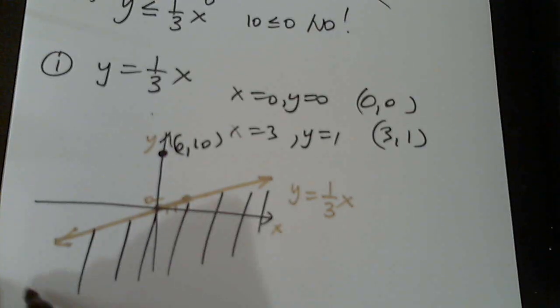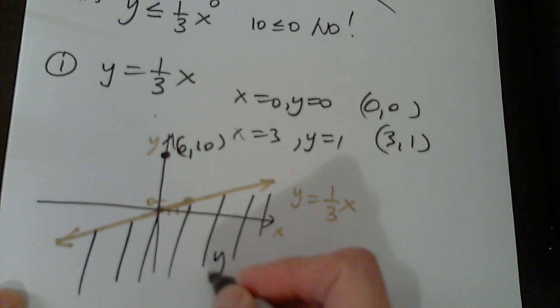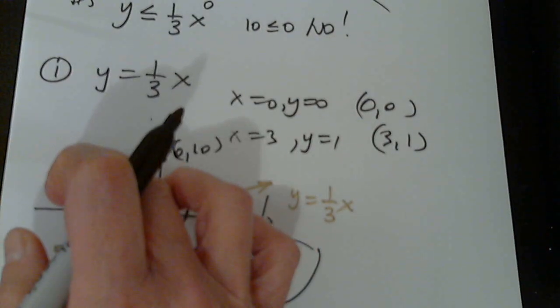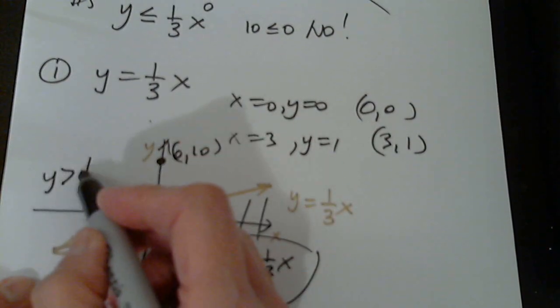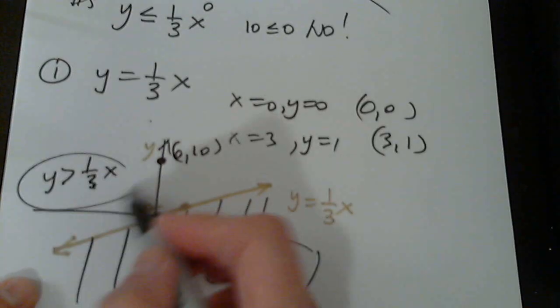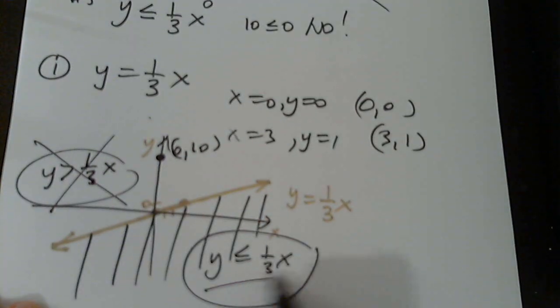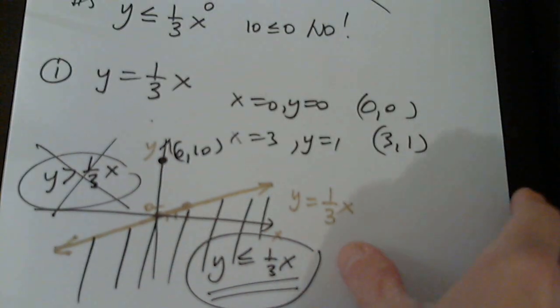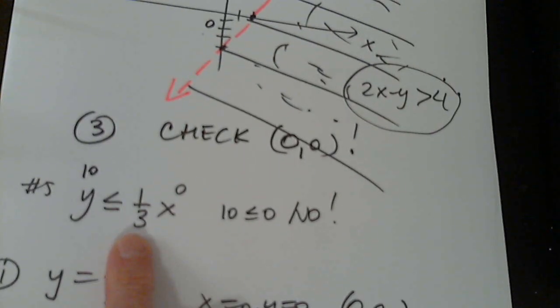All this area, all these points, make up y less than or equal to 1/3 x. This one is y greater than 1/3 x. Who cares? This is not what we need. We need this. And that's how we solve an inequality. This is the only way, by graphing it. So if I'm asked to solve this inequality, I'm actually asked to graph it. There is no other way.